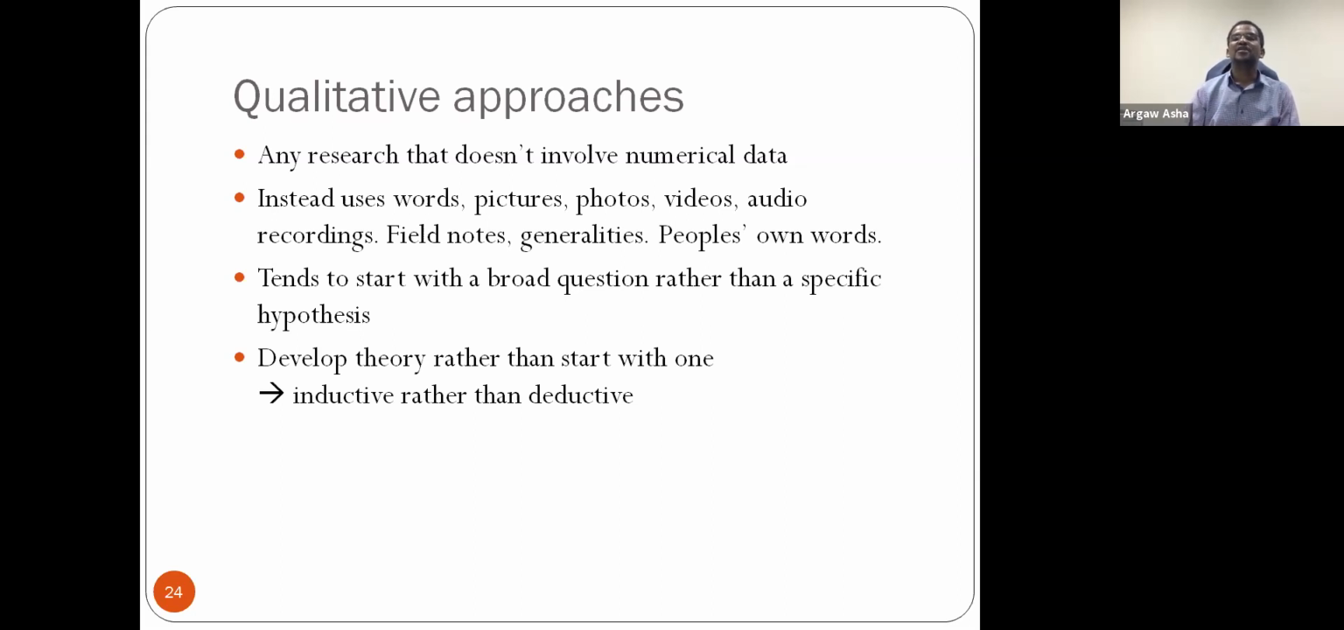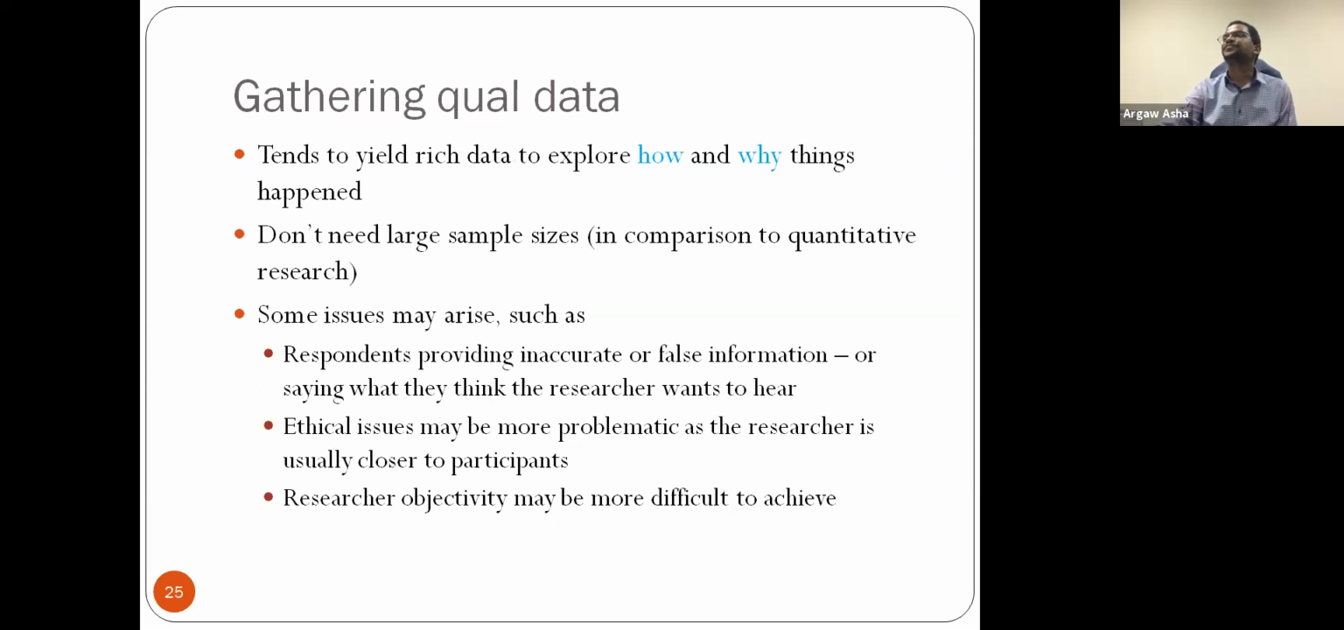And finally, you can develop a theory rather than start with one, which is what we call inductive and deductive. Please read about inductive and deductive methods, how there is a ladder, a step, first step, second step, and so on. Please read inductive and deductive methods for your best classification.